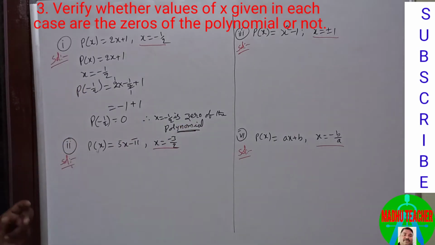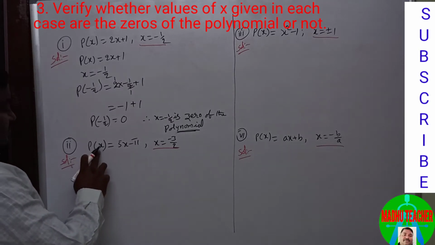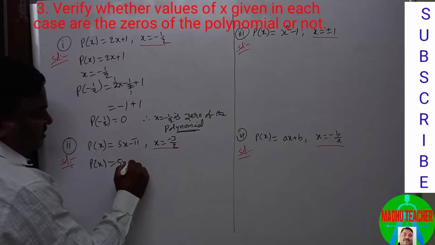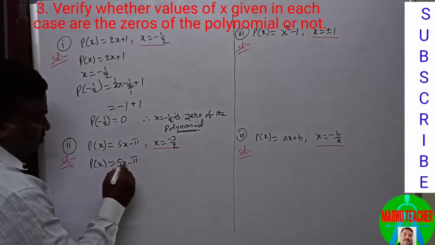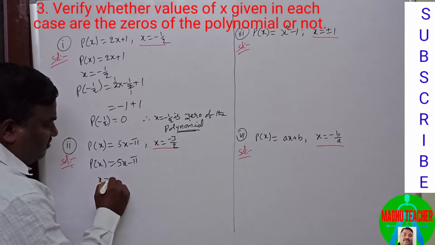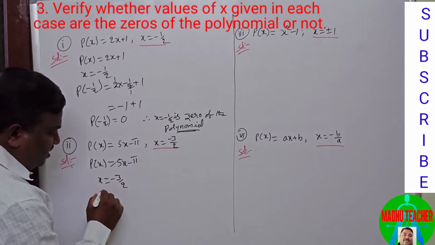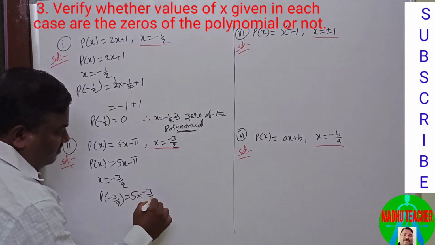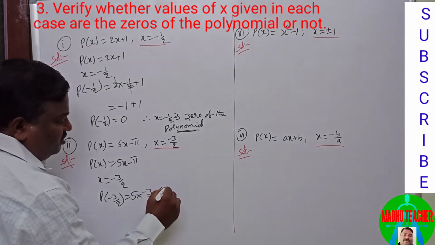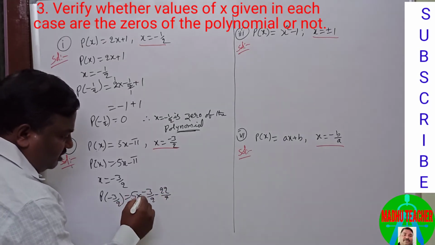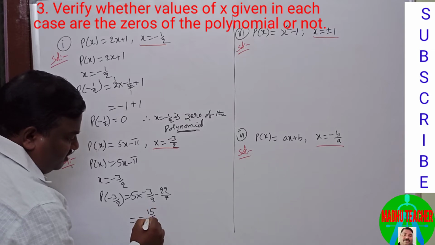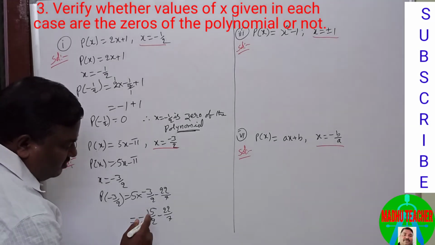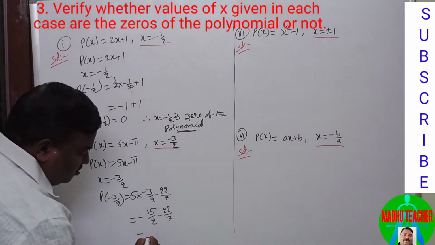Okay, next. Second one, given one is p of x equal to 5x minus pi. So what you have to take, replace x with minus 3 by 2. So that is p of minus 3 by 2 equal to 5 into x, which is minus 3 by 2, minus pi. Pi is 22 by 7. Plus into minus, minus 5 3s are 15 by 2 minus 22 by 7. So here both have minus sign, so you have to add.